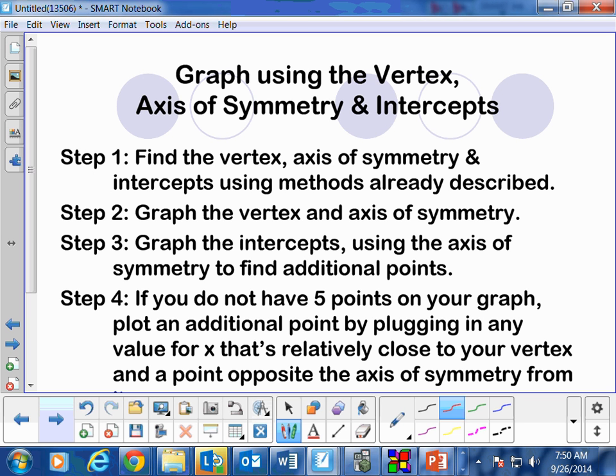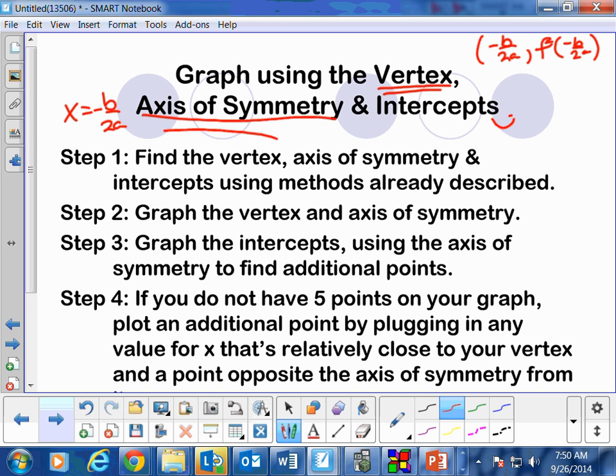Finding the vertex. And if you remember, the vertex is negative b over 2a and f of negative b over 2a. That's one thing I'm going to be using. Axis of symmetry, which is just x is equal to negative b over 2a. And lastly, the intercepts, and we'll get these from either factoring or the quadratic formula. So those are the three things we'll be needing.